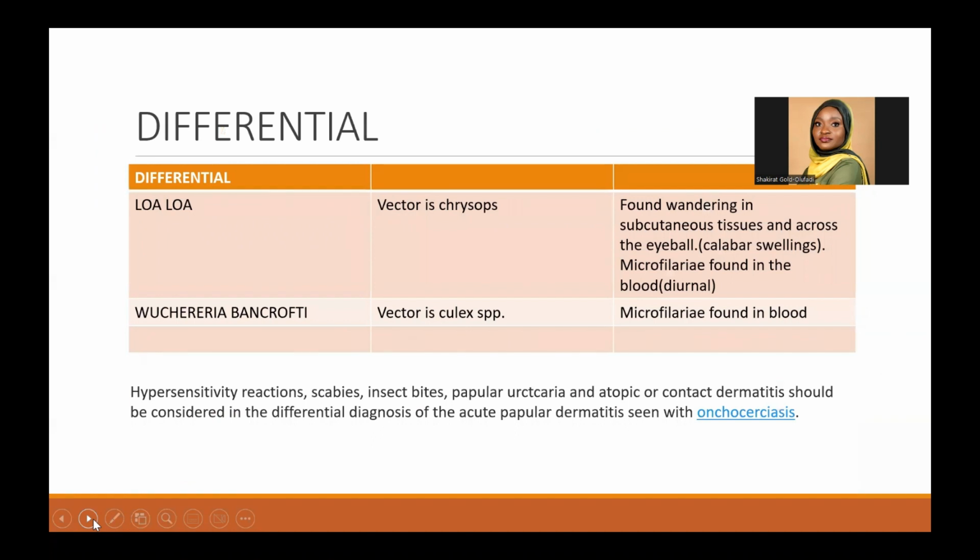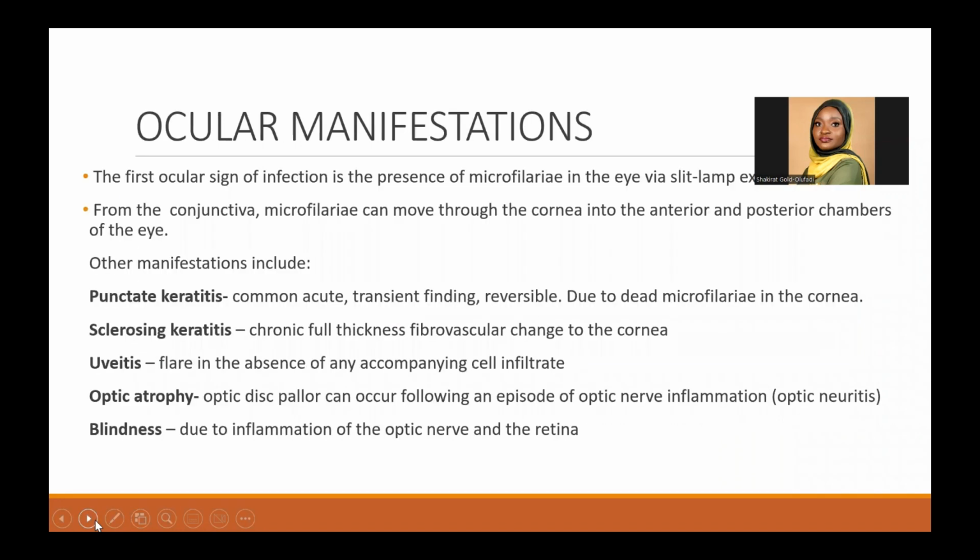Now, loiasis is a differential of eye onchocerciasis, because in loiasis you can also have the eye worm, similar to onchocerciasis, and it's also a microfilarial disease. So, like I said, hypersensitivity reactions, insect bite allergy, papular urticaria, atopic and contact dermatitis are also differential diagnoses of onchocerciasis.